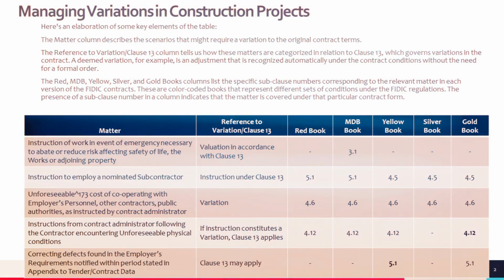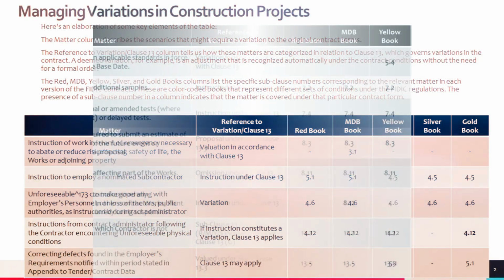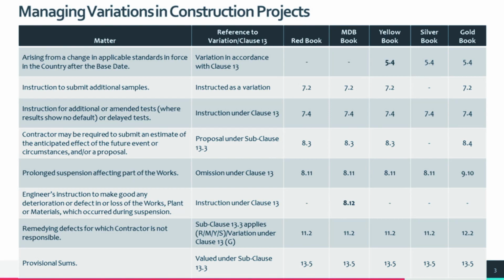5. Correcting defects notified within a specific period, applicable as a potential variation in the yellow and gold books under subclause 5.1, facilitating timely remediation of notified defects. 6. Changes in applicable standards after the base date, managed as a variation in the yellow, silver, and gold books under subclause 5.4, accommodating updates in relevant standards.